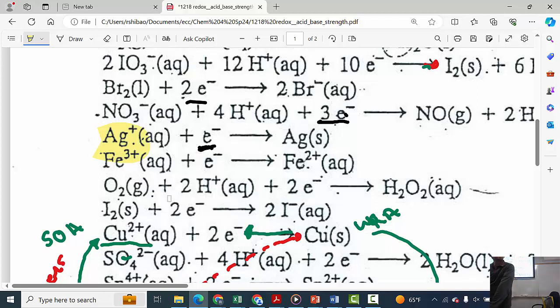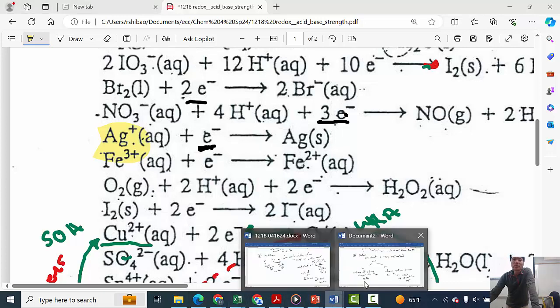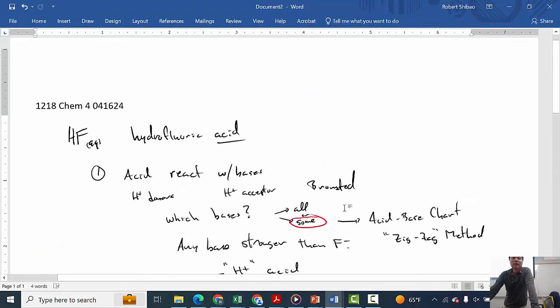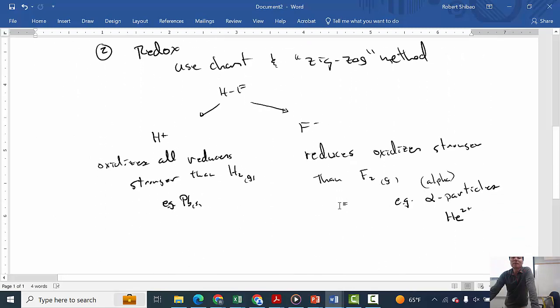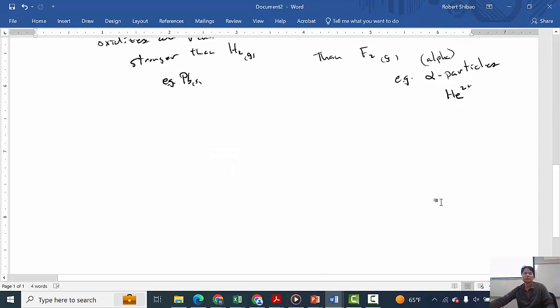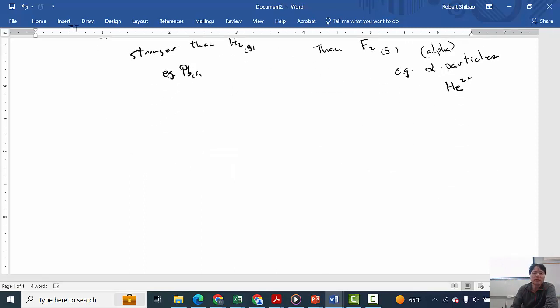So what we're going to do here is, were there any questions on this? Does this make sense? Oh, actually, we didn't finish it, because if I want the chemical properties of HF, then I looked at the acid-base properties. I looked at the redox properties. I should also consider the metathesis properties. And so we're going to go to metathesis now.